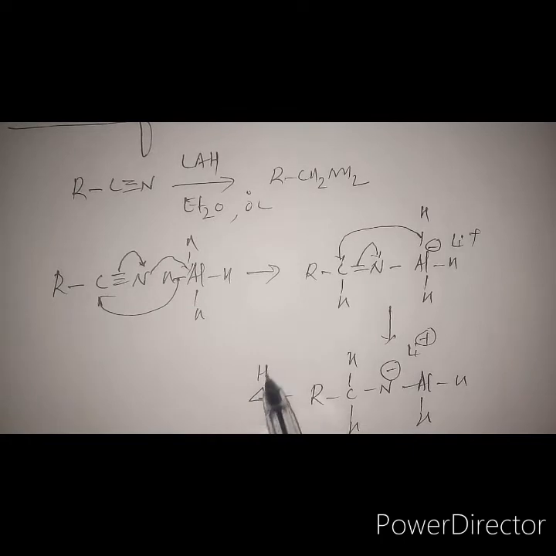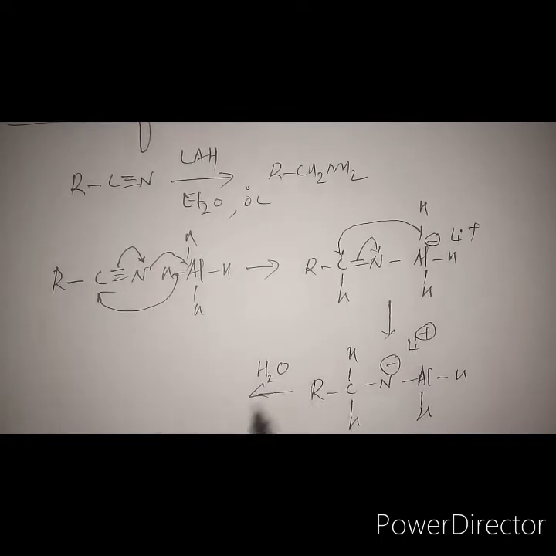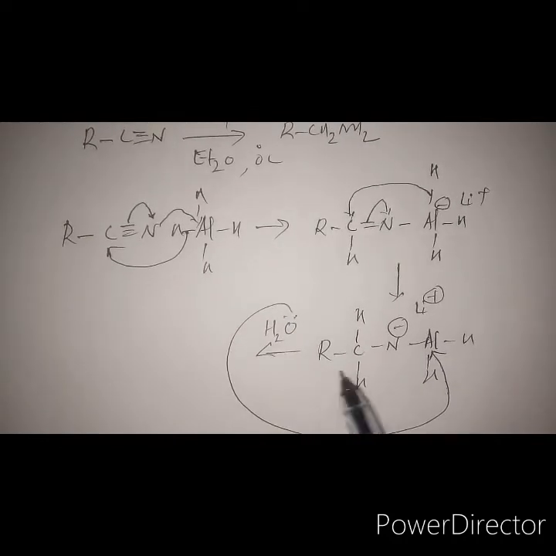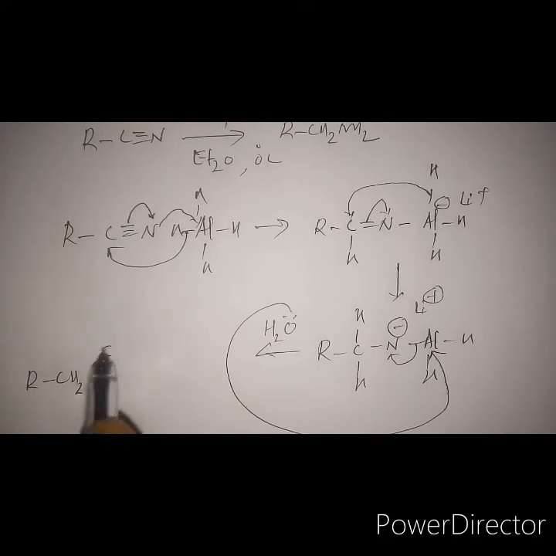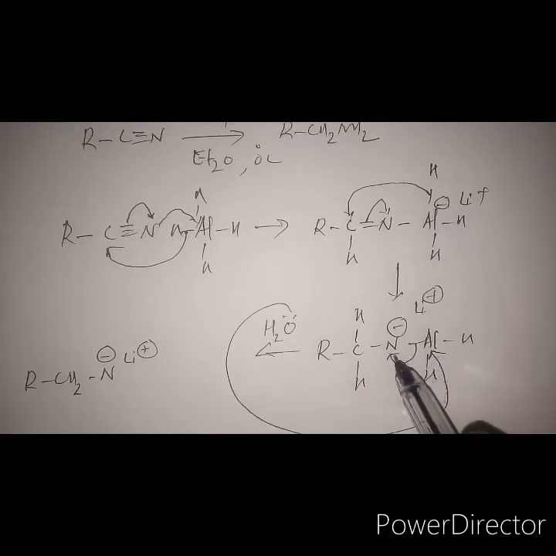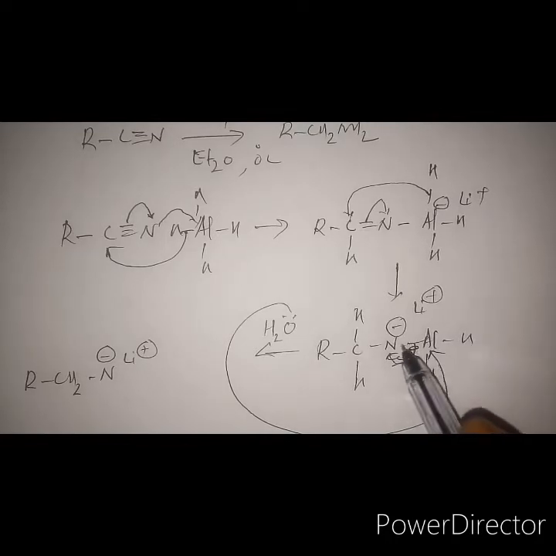Now again we have to carry out the hydrolysis reaction, so it's a nucleophile. Now this will attack on aluminum, so once it attacks on the aluminum, this bond breaks up and gets here, so we'll get RCH2 N minus lithium plus. The water molecule attacks, this bond will not break.